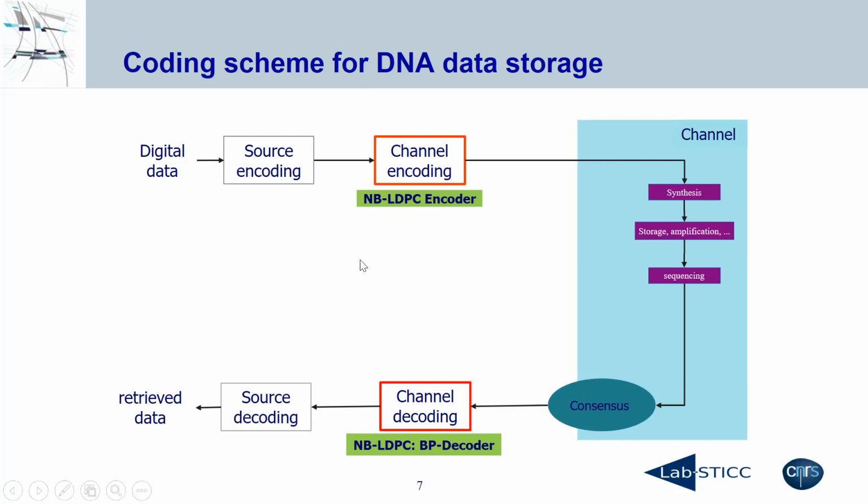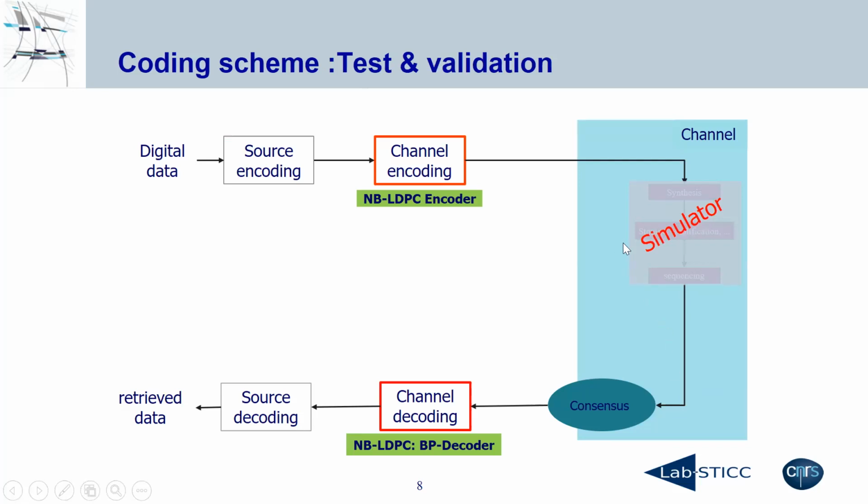And we observe on this slide a classic coding scheme with channel encoding and decoding steps, where we use the non-binary LDPC code. We also consider a specific channel where a consensus step is added, and this consensus allows us to reconstruct a consensus sequence from a multiple set of sequences. To save time and money, we use a simulator to test and validate our codes and results.